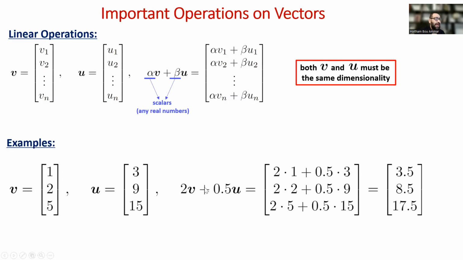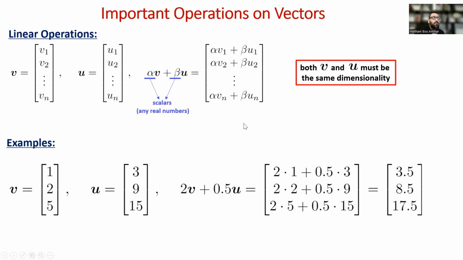And then I'm going to add to that 0.5u. So 0.5u is going to be 0.5 times the 3, 0.5 times 9, and 0.5 times 15.